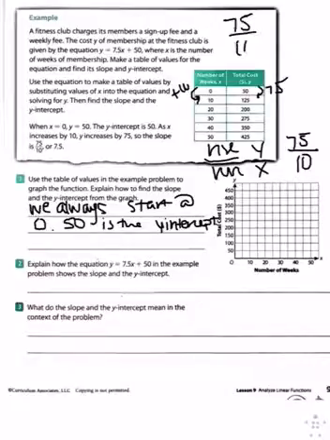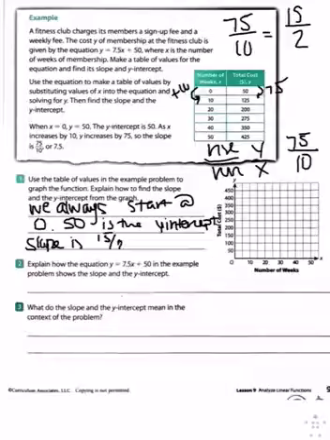However, we can simplify that fraction. We can divide both of those by 5. When you divide 75 by 5, you get 15 over 2. Our slope is 15 over 2.